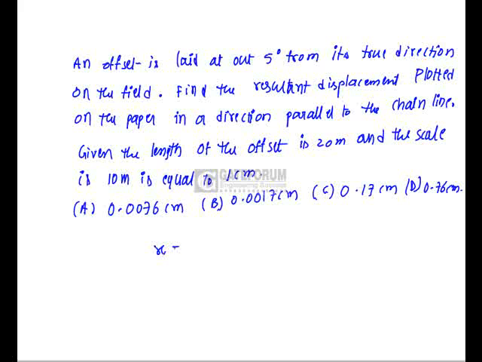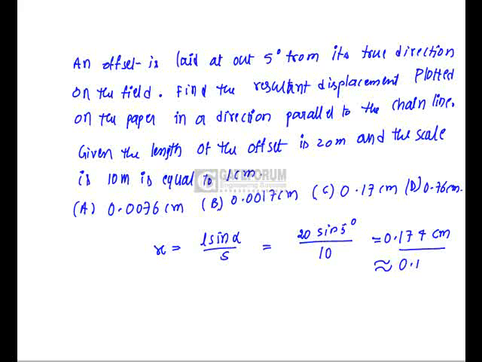The resultant displacement on the paper in the direction parallel to the chain line is equal to L sine alpha by S, where S is the scale and L is the length. That is 20 meters sine 5 degrees divided by the scale, 10 meters is 1 centimeter, that is equal to 0.174 centimeters, approximately equal to 0.17 centimeters. So option C is correct.